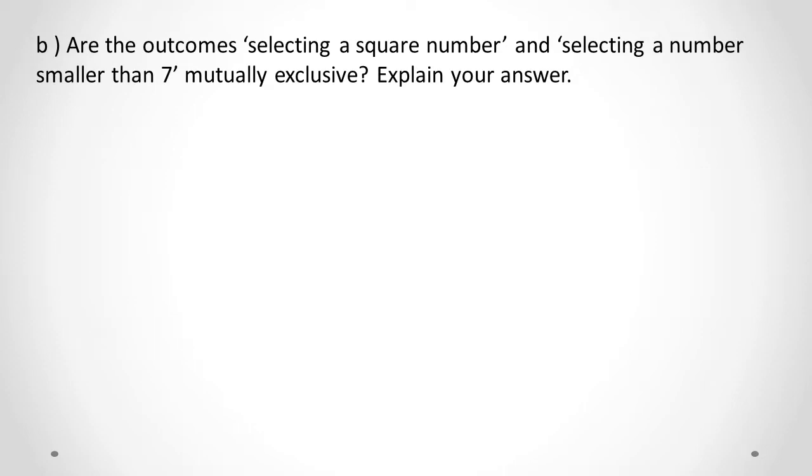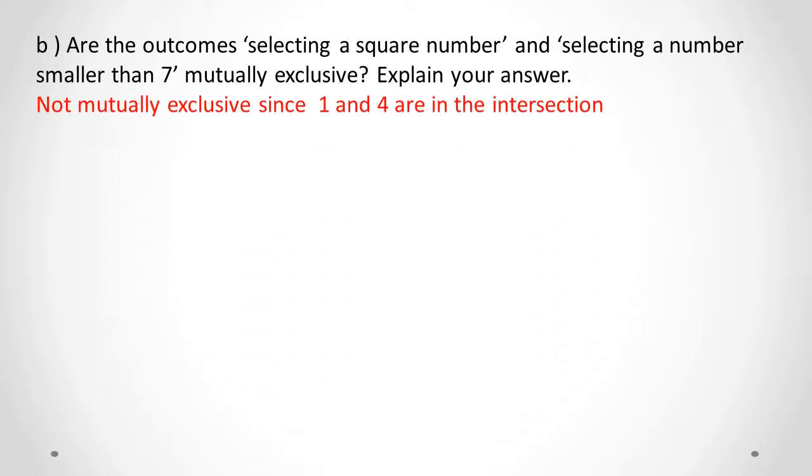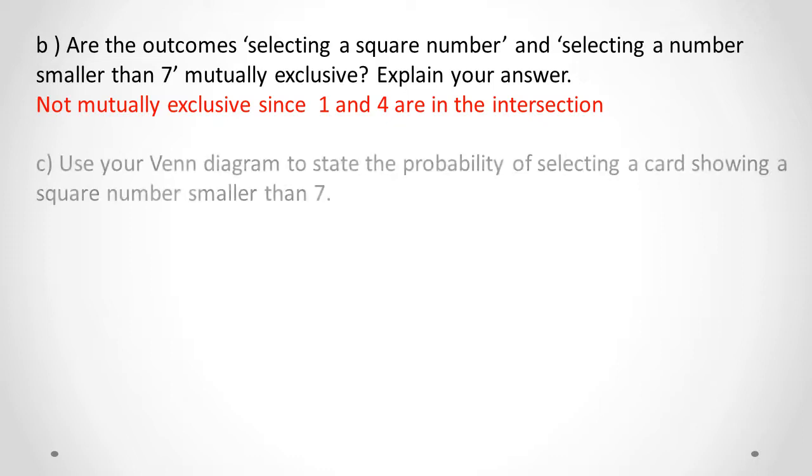Are the outcomes selecting a square number and selecting a number smaller than 7 mutually exclusive? Explain your answer. From the Venn diagram, we can see that we have two possible outcomes in the middle. So we can say that they are not mutually exclusive since 1 and 4 are in the intersection.